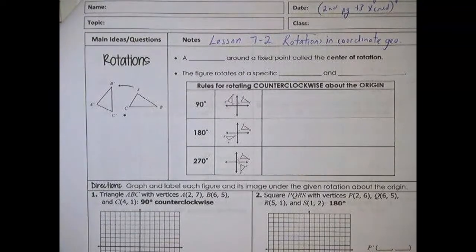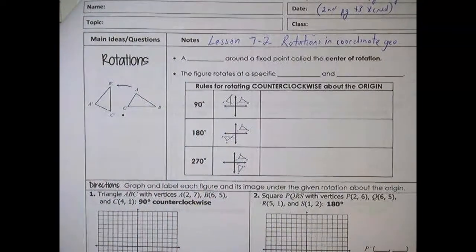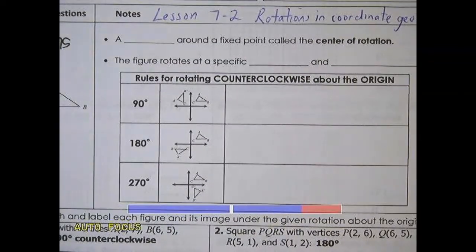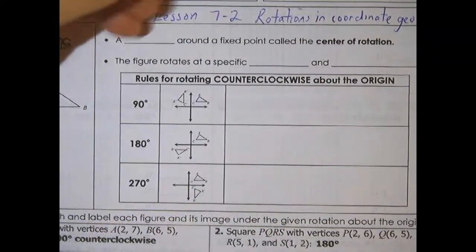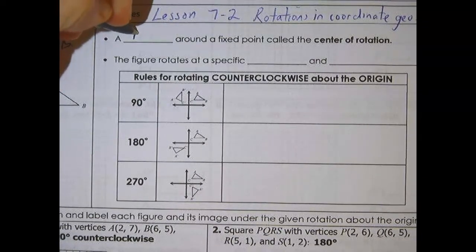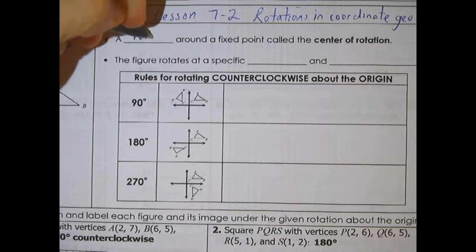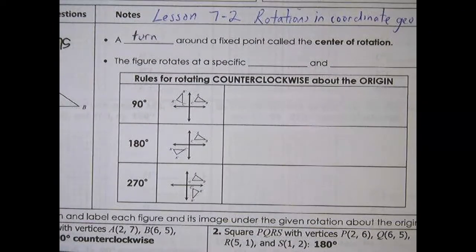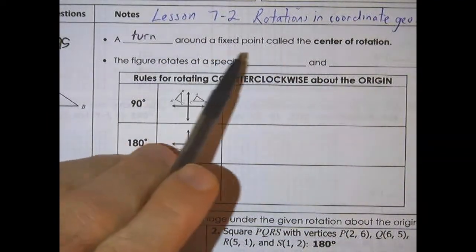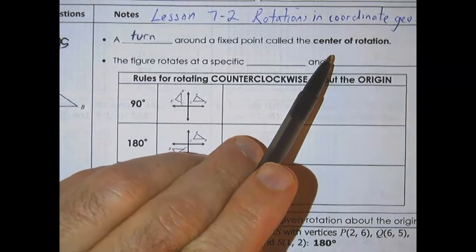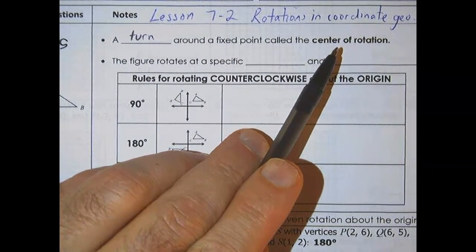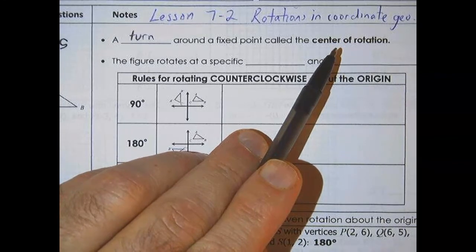Okay, first the rules. We have rules for rotations, and these rules are based on a counterclockwise rotation. First of all, we're looking at a turn. It's like when you turn an object, like turning a steering wheel. So we turn the object around a fixed point called the center of rotation. Now, to make life easier for us, the center of rotation for what we're going to do will always be the origin, 0, 0.